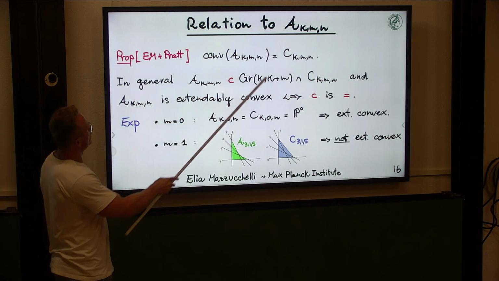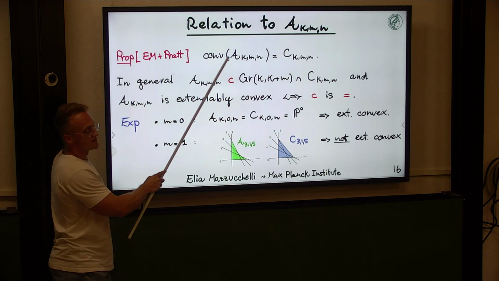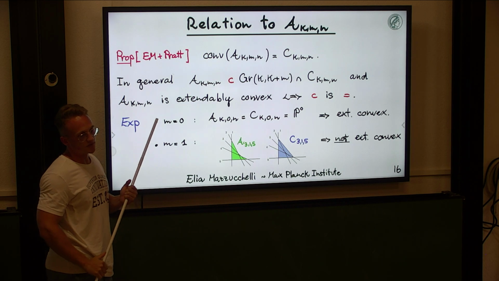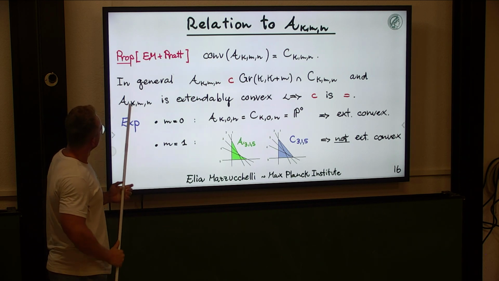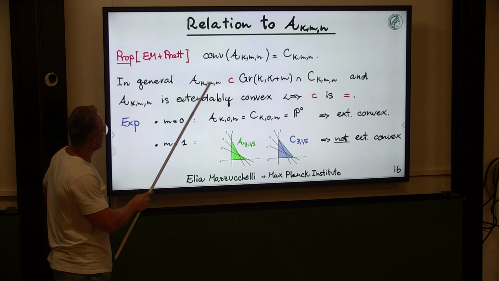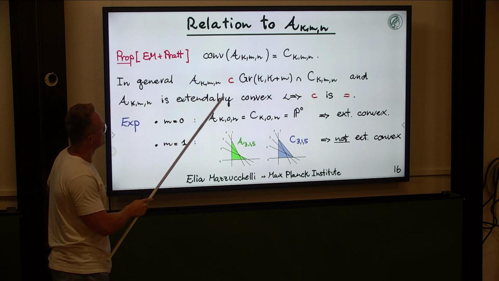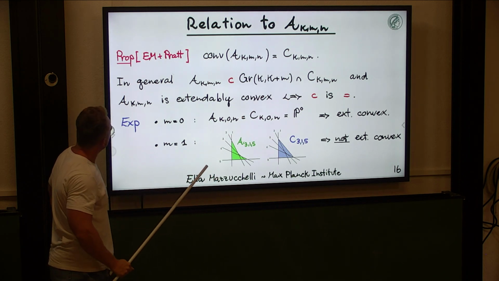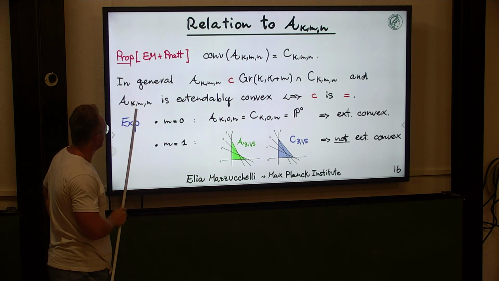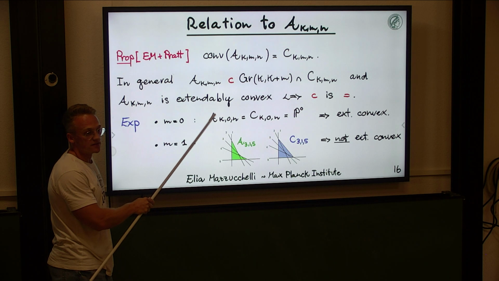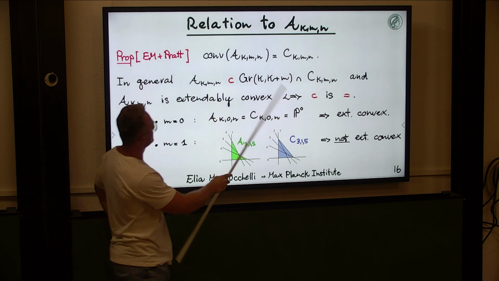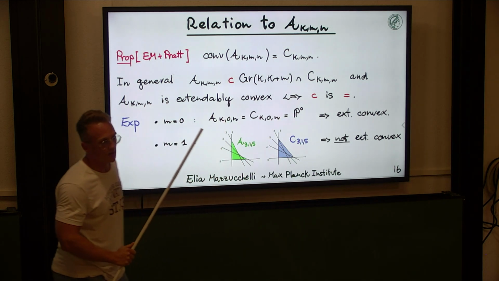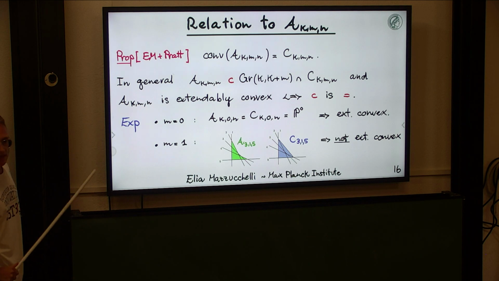However, this polytope is interesting to us because it's exactly the convex hull of the Amplituhedron inside the Plücker embedding. This is why we consider this. So in general, we have an inclusion of the Amplituhedron inside the intersection of the polytope with the Grassmannian. And the Amplituhedron is extendably convex, this is the notion of convexity I defined before, if and only if this inclusion is actually an equality. So then we were considering when this is the case.